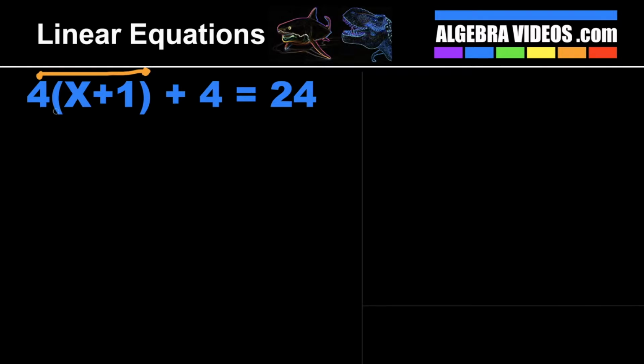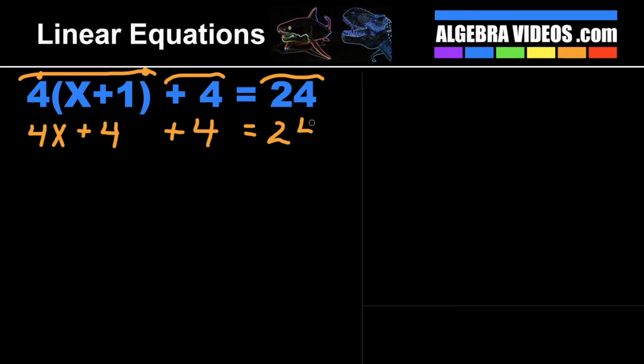So let's try that. 4 times x is 4x. And then 4 times a positive 1 becomes plus 4. 4 times 1 is 4. And so that is our multiply through. So we did it. 4 times x plus 1 is the same as 4x plus 4. And now this plus 4 term, I'm just going to rewrite it. No change, just bringing it down. And that equals, on the right side, 24. And I'm just going to rewrite that with no change.